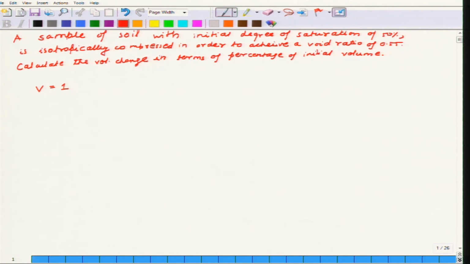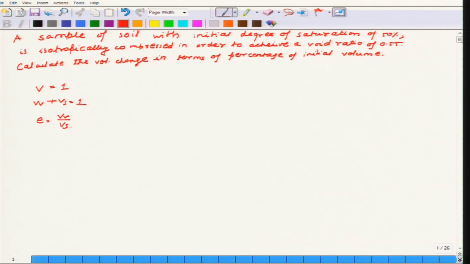Now if the entire volume of the soil is equivalent to 1, that means the VV, the volume of the voids divided by the volume of the solids, is also equivalent to 1. Now we can also know that the void ratio can be written in terms of Vv by Vs. Now at first we have to find out what is the void ratio of the soil. In order to find out the void ratio of the soil, we also need some specific information, like what is the degree of saturation, the moisture content of the soil, or basically what is the specific gravity of soil solids.